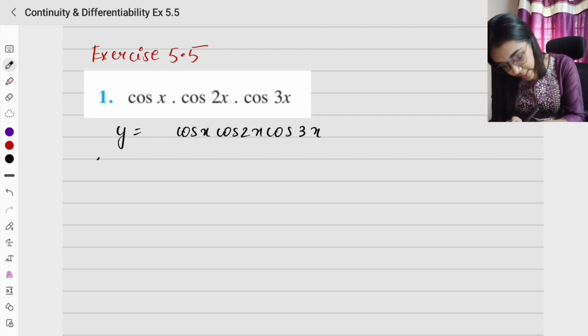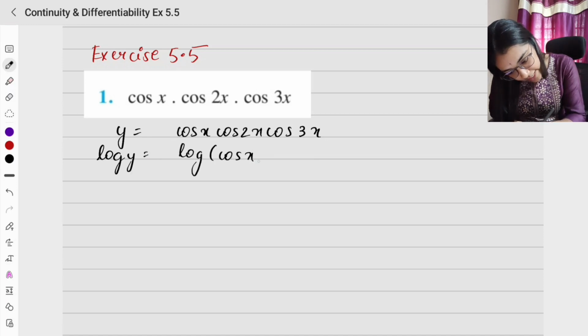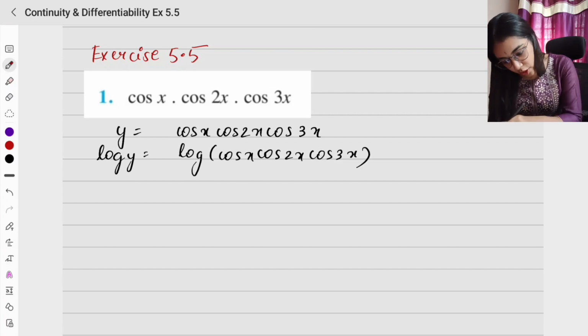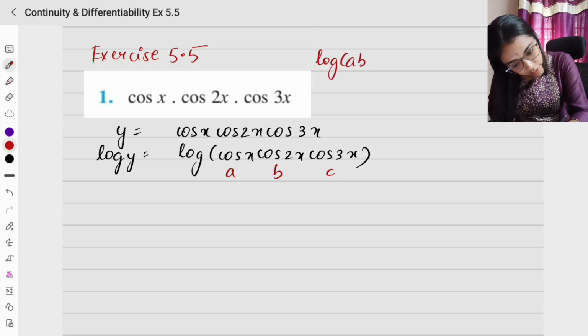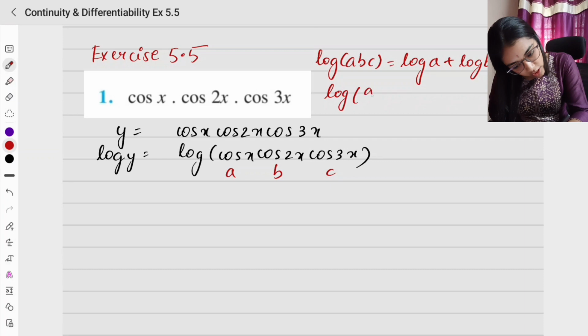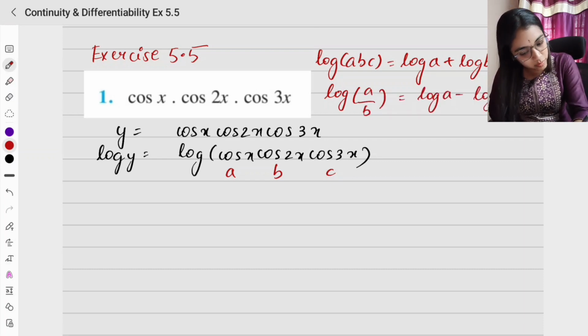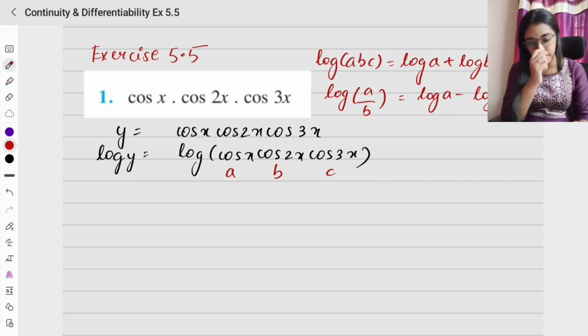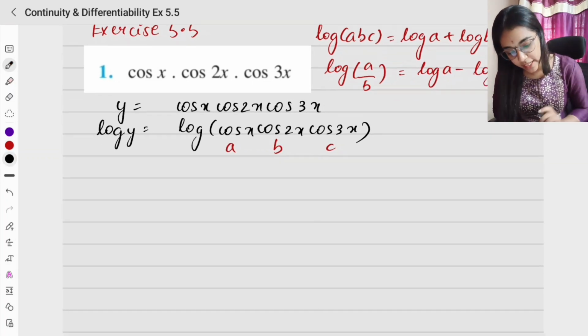Taking log on both sides, I'll have log y equals log of cos x cos 2x cos 3x. This product, I have a, b, c. What is the formula? Log of a product, you can write in terms of addition. So log a plus log b plus log c. If it is division, log of a divided by b will give me log of a minus log of b. Okay, division is subtraction, multiplication is addition. Please remember.